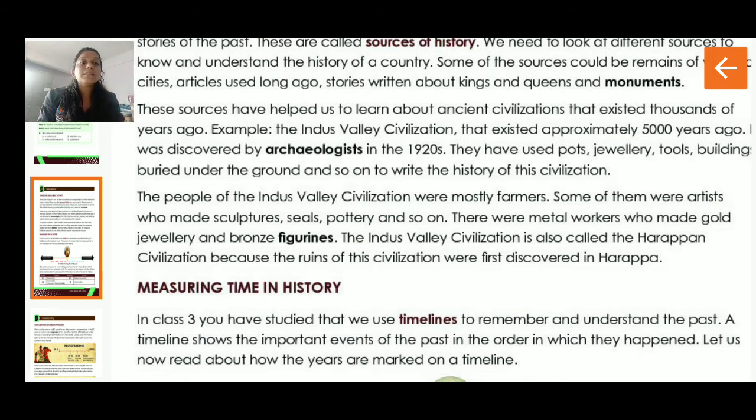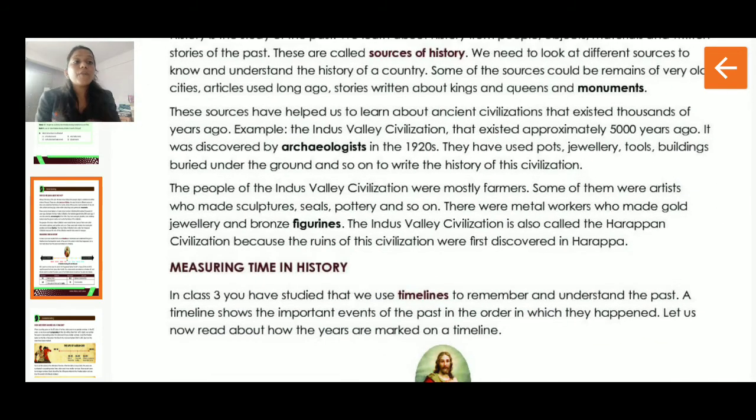So one example is Indus Valley Civilization. The name is Indus Valley. So that existed approximately 5,000 years ago. Indus Valley civilization was there. It was discovered by archaeologists in the 1920s.